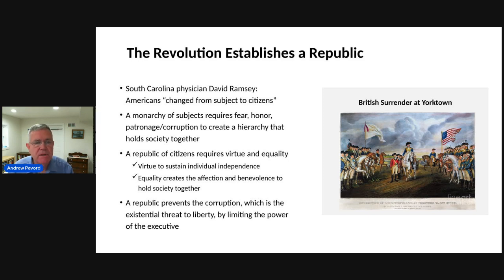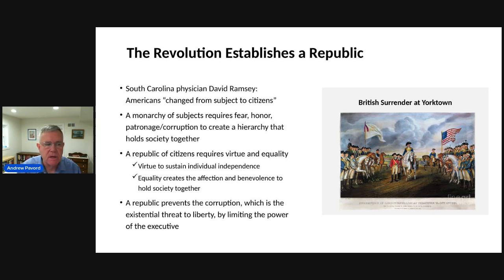But the war did establish something new and extraordinary in the world, a republic. And a republic was something fundamentally different. South Carolina physician David Ramsay, and this comes from Gordon Wood's amazing book, The Empire of Liberty, noted that the revolution changed Americans from subjects to citizens. Now, under the English system, a monarchy requires subjects who fear and honor, and patronage and corruption are used to create a hierarchy that holds society together.